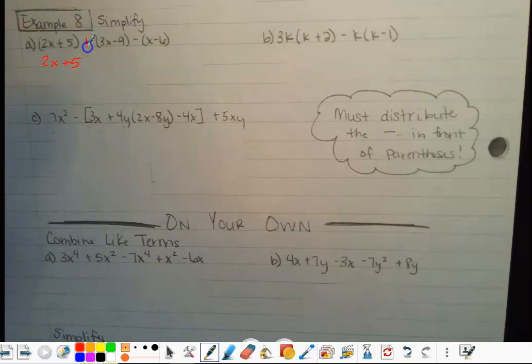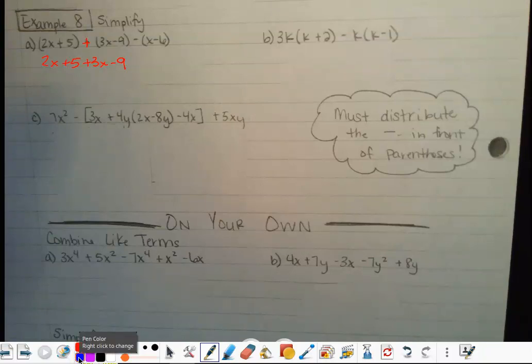In the next one, we have a plus sign. Well, if we distribute a positive 1, it doesn't change anything, right? Positive 1 times 3x is still positive 3x. A positive times a negative 9 is still a negative 9. Now, you might be thinking, well, that's crazy. We've never done that before.